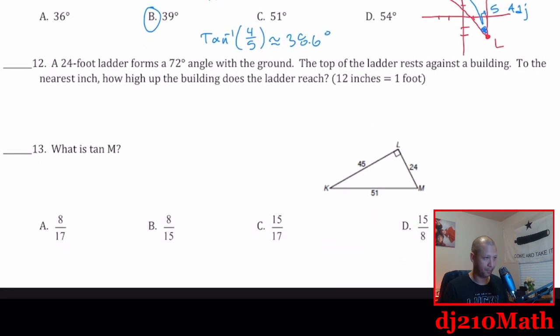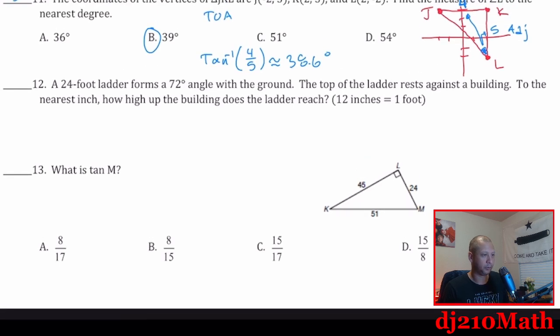Okay, number 12. A 24-foot ladder forms a 72-degree angle with the ground. The top of the ladder rests against a building. Okay, so here's the building. The ladder rests like this, and this is 24 feet. It forms an angle with the ground. So here's the ground. This is 72. What are we looking for? The top of the ladder rests against the building to the nearest inch. How high up? Okay, so we're looking for the height.